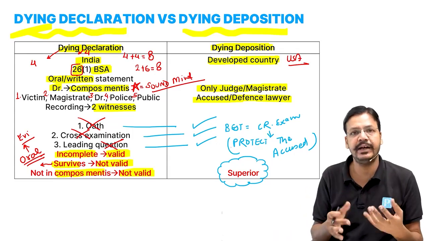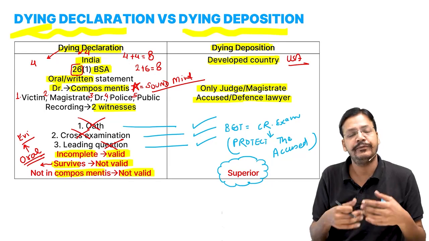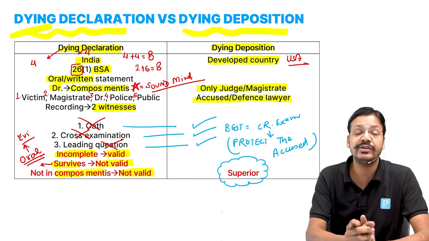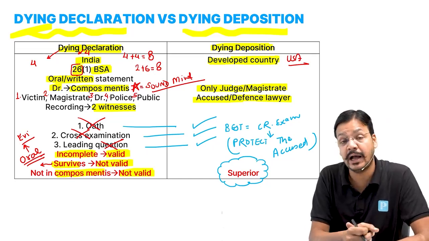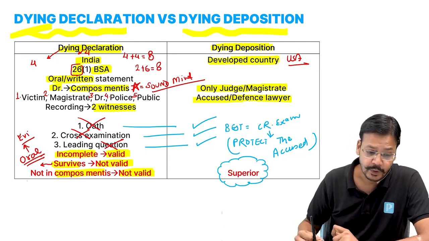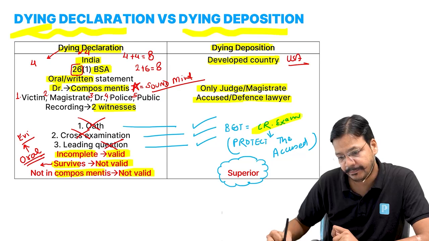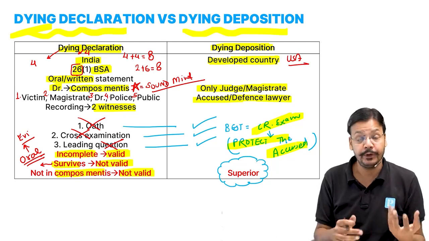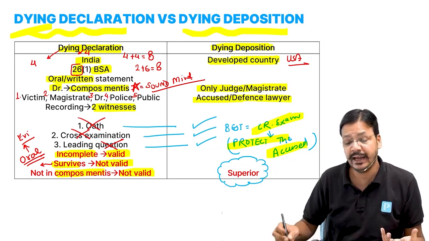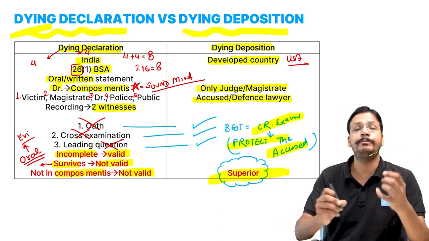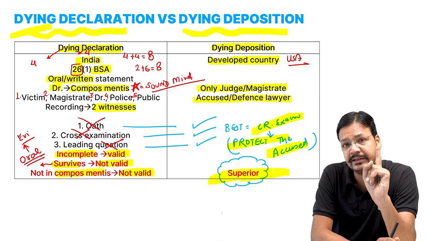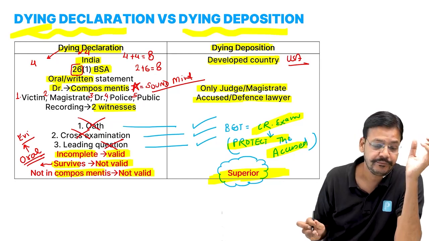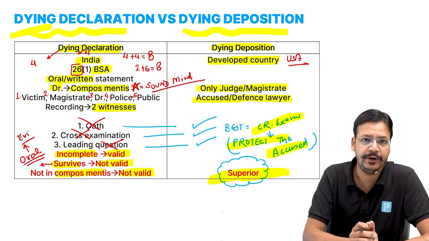All are best parts: the magistrate, the accused and defense lawyer are also there, the oath is taken, cross-examination is done, leading questions are asked. But if you want to pick between all these, the best is cross-examination. Because through cross-examination, if you are telling a lie, you can protect the accused. That's why if you get a question, which is superior, dying declaration or dying deposition, the answer will be dying deposition. So just see this very, very important part.